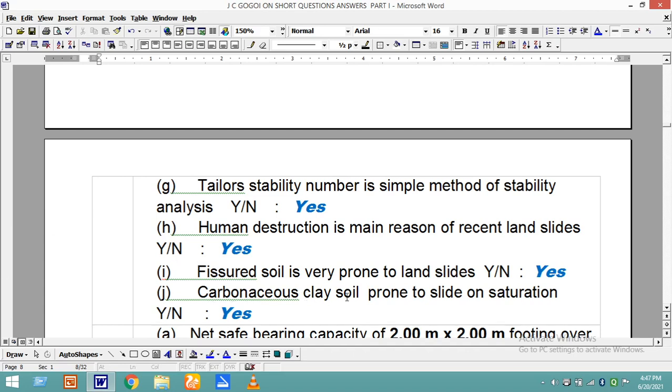Carbonaceous clay soil is prone to slide and saturation. Yes, carbonaceous soil is very prone because of its nature: when it is dry, it behaves like shale, and when it is saturated, it behaves like very soft, compressible clay. So it is very prone to slide.